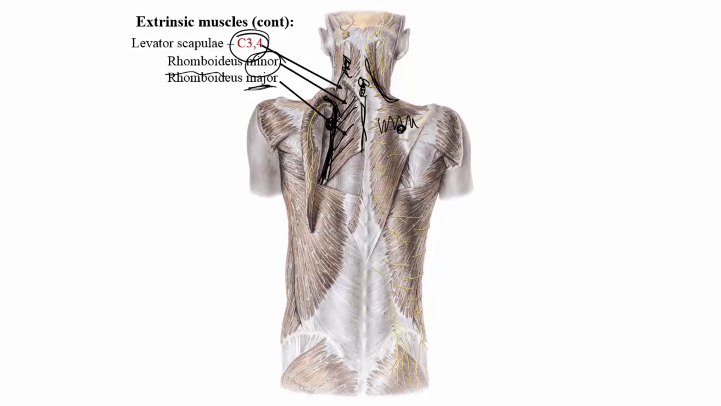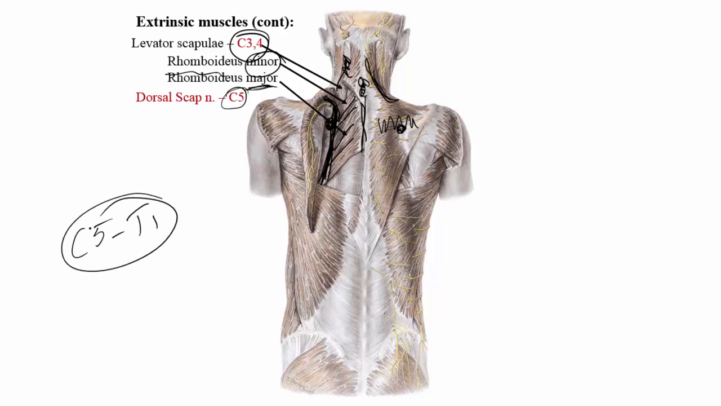And the nerve supply to the rhomboids is the dorsal scapular nerve. It comes from spinal segment C5, again, off of the brachial plexus. The brachial plexus is C5 to T1 spinal segments. So this is from the upper portion of the brachial plexus.